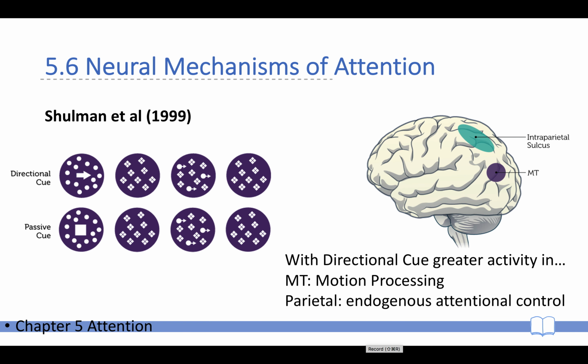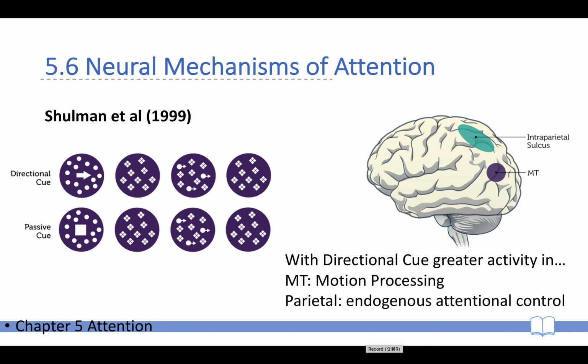Shulman found that when there was a directional cue and participants were primed to wait and look for a particular direction of motion, two brain areas became active. One of these was MT, or the medial temporal cortex. Medial temporal is known to be involved in the processing of motion. Shulman interpreted this as the fact that that brain region was primed to see motion even before the motion was presented, because the participant knew that they were responsible for reporting if motion was going to be presented there.